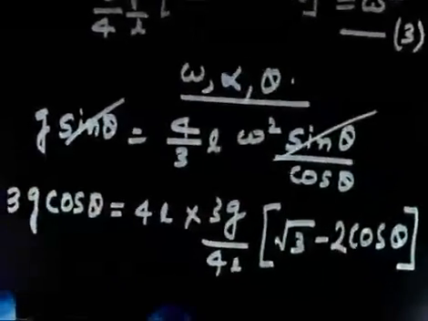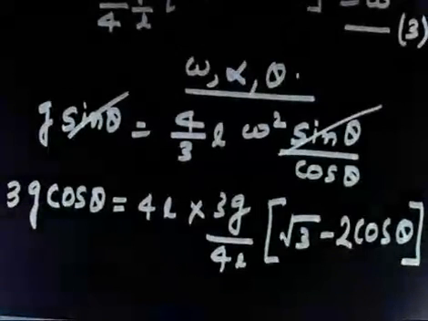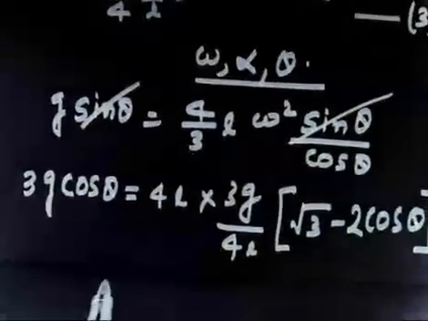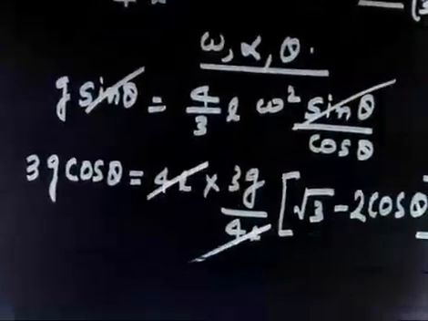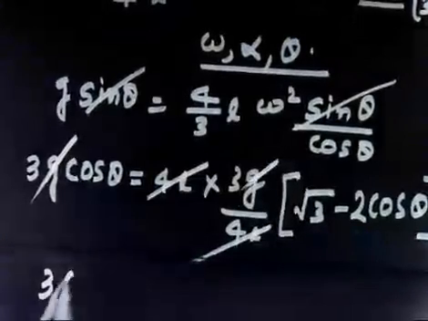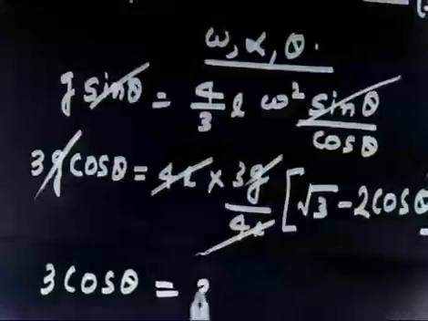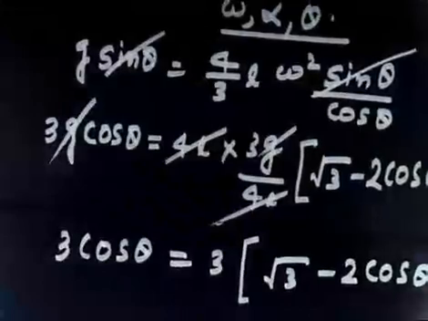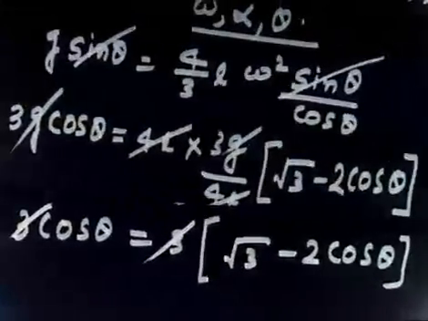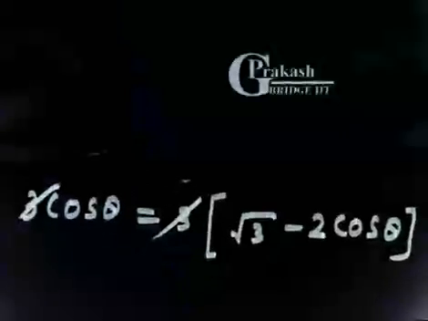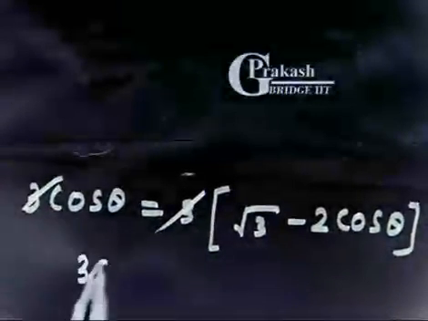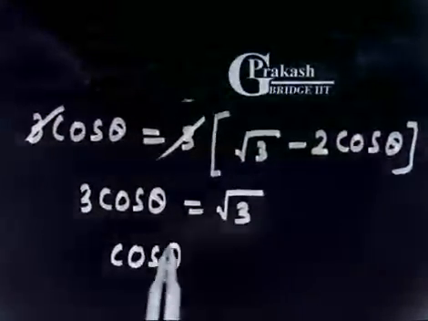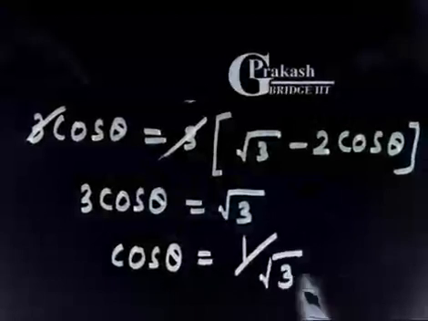Are you getting? Now the only thing is to solve this equation. So let us try to solve. 4L goes out, g also goes out, so you will have 3 cos theta equals 3 into root 3 minus 2 cos theta. Now 3 also goes, so you will have 3 cos theta equals root 3, so cos theta is basically 1 by root 3. Are you getting?